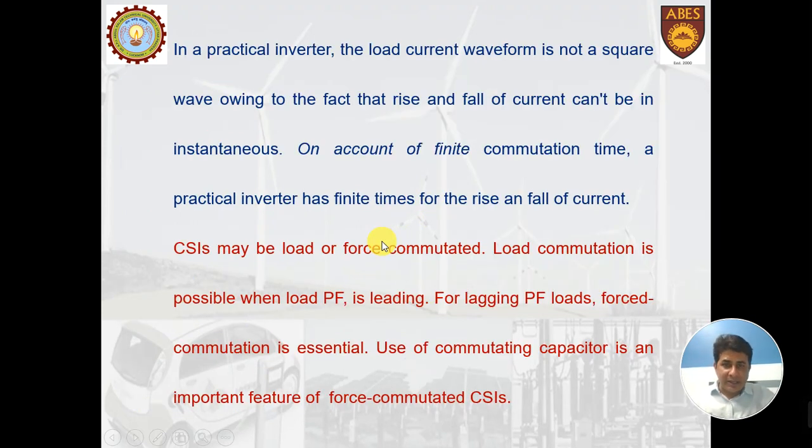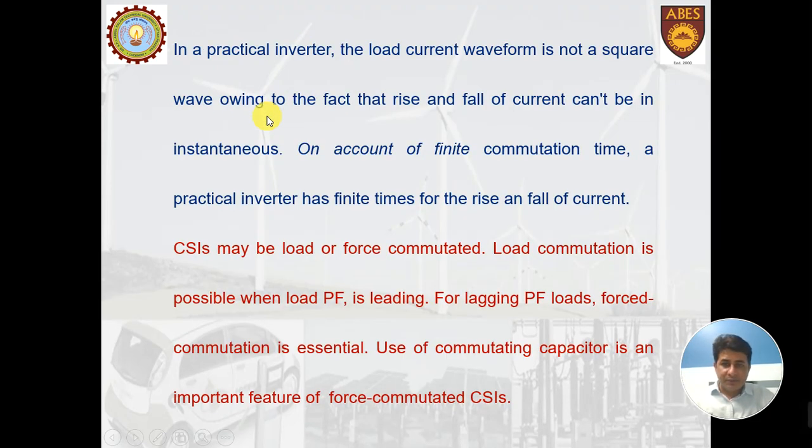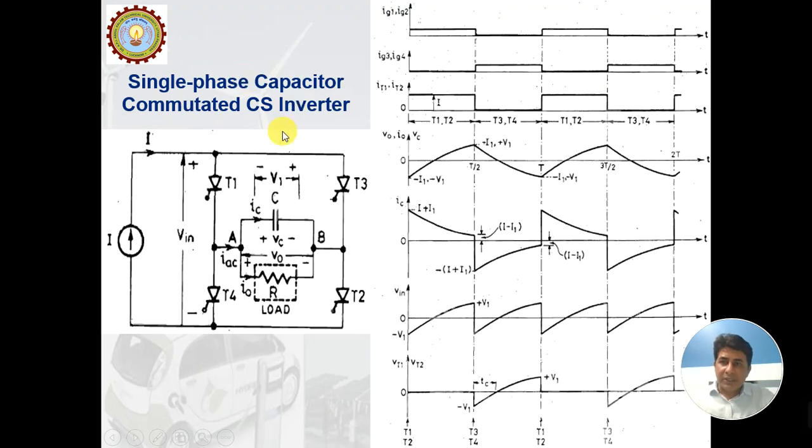Let us take the case of a single phase capacitor commutated current source inverter. In this inverter, at the load we have connected a capacitor in parallel with R. When the load is like this, see how a single phase capacitor commutated current source inverter works. Now here this is a current source I. This I is supposed to flow through either T1 or T3.